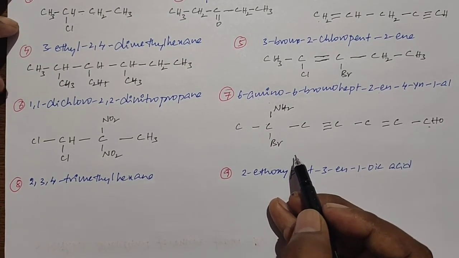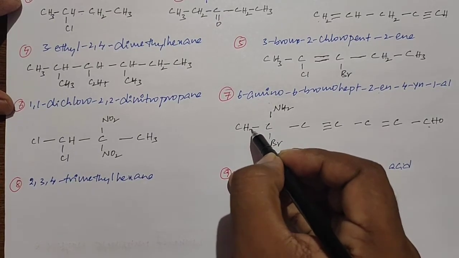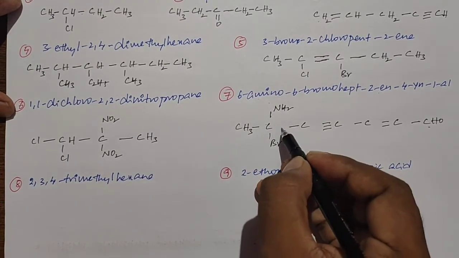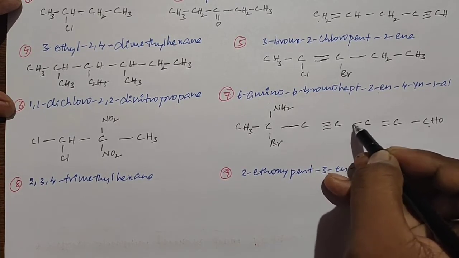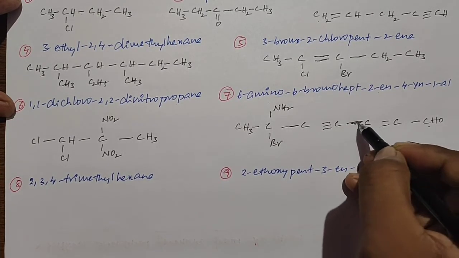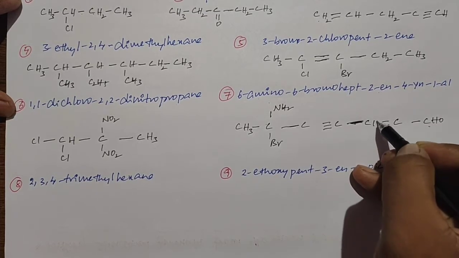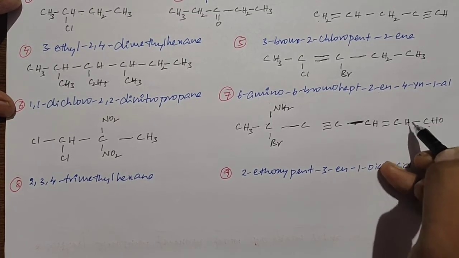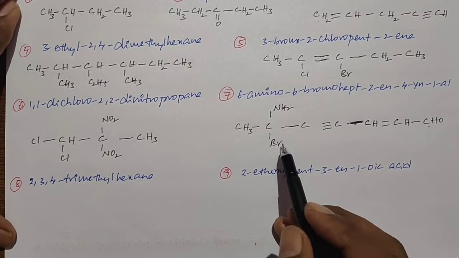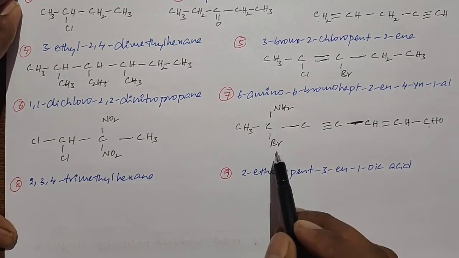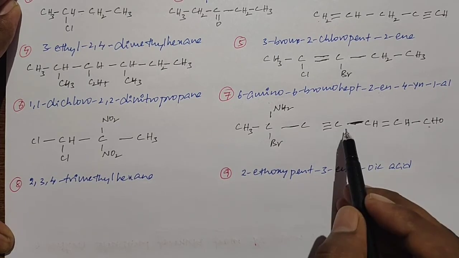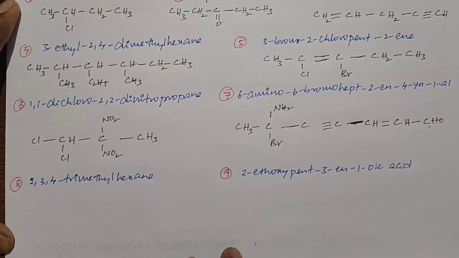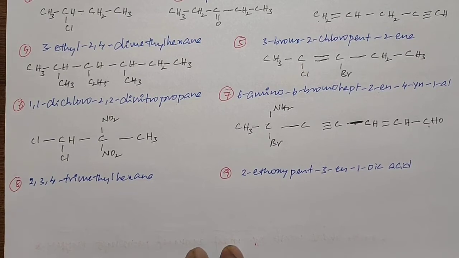Now we satisfy the remaining valency. Here the carbon valency is... here we fill 3 hydrogens. Here tetravalency is satisfied. Here also tetravalency is satisfied. Here also tetravalency is satisfied. Here trivalency is satisfied, and the fourth one is satisfied by the hydrogen. Here also the fourth one is satisfied by the hydrogen. So this is the structure of 6-amino-6-bromo-hept-2-ene-4-yne-1-al. Okay. Next example.